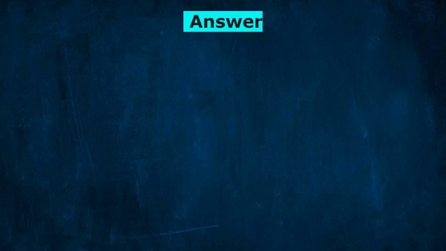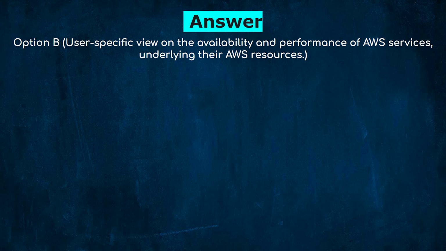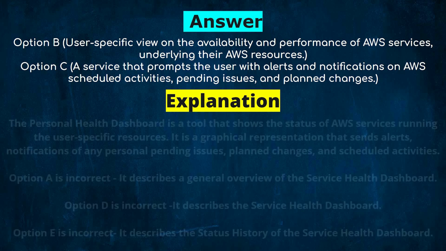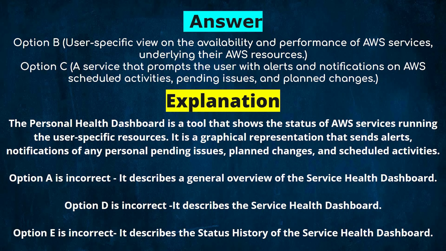And the correct answer is option B. User-specific view on the availability and performance of AWS services underlying their AWS resources. And C. A service that prompts the user with alerts and notifications on AWS scheduled activities, pending issues, and planned changes. Explanation. The Personal Health Dashboard is a tool that shows the status of AWS services running the user-specific resources. It is a graphical representation that sends alerts and notifications of any personal pending issues, planned changes, and scheduled activities.